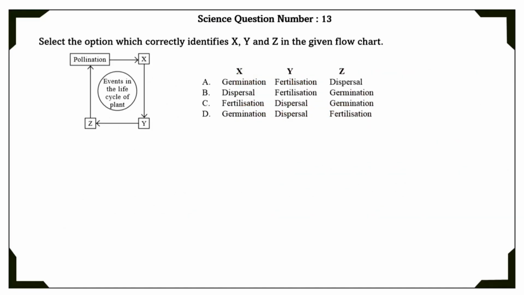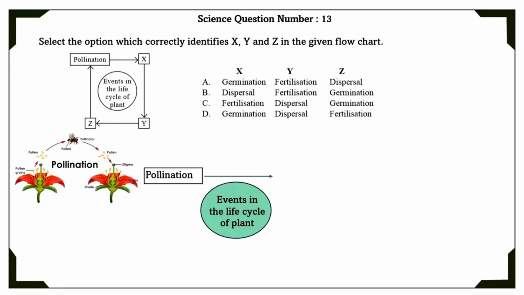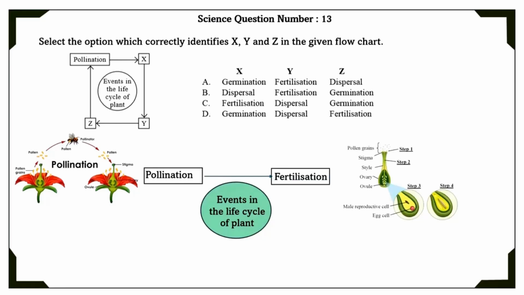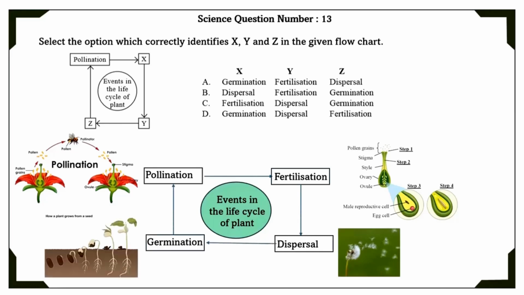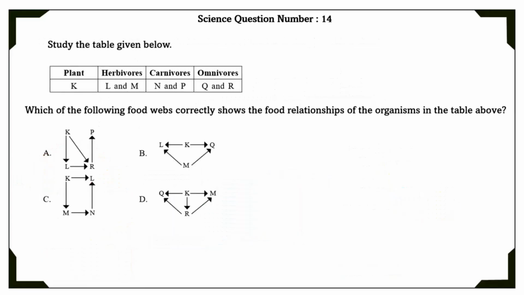Science question number 13. Select the option which correctly identifies X, Y and Z in the given flowchart. This flowchart is actually the flowchart of events in the life cycle of a plant. First, from pollination to fertilization to dispersal, then germination, again to pollination, fertilization, dispersal. The correct sequence is given in the C option.